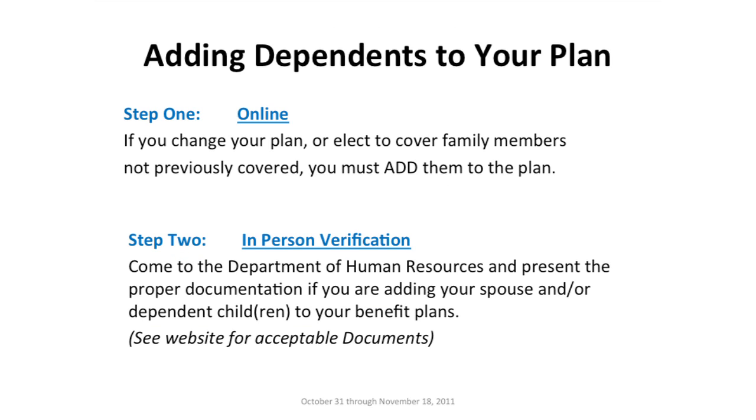Adding dependents to your plan. There are two steps to adding dependents to your plan. There's the online step. If you change your plan or elect to cover family members not previously covered, you must drop and then add them to the plan. The second step is the in-person step, where you come to the Department of Human Resources and present the proper documentation if you are adding a spouse and or dependent child. For a spouse, that would be a marriage certificate, and for a child, it would be a birth certificate.